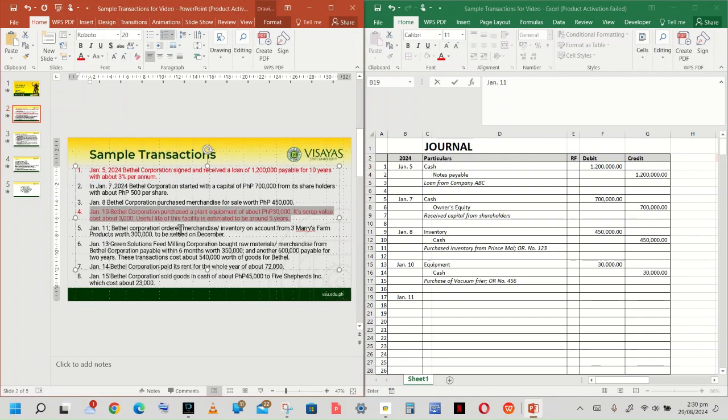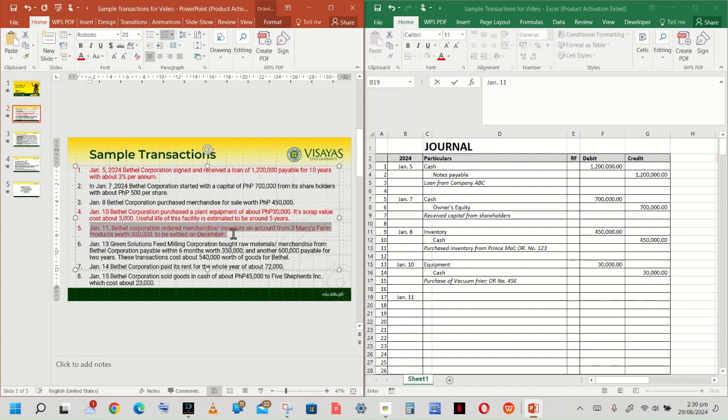Okay. And then for January 11, the next transaction is that Bethel Corporation ordered merchandise. Again, nadagdagan yung kanyang inventory, yung kanyang ibinibenta on account from Mary's Farm product worth of 300,000 to be settled on December. Okay, on December. It means, hindi pa to settled ha, kasi may babalikan tayo sa December. So, highlight natin yan.